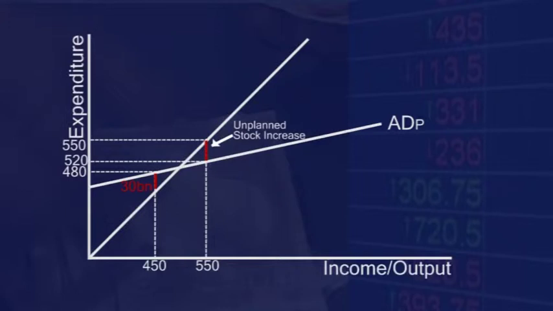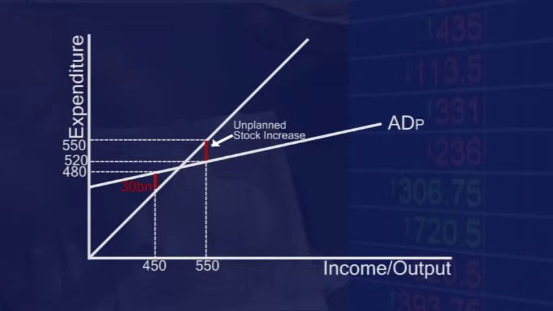They're watching themselves producing output that they can't sell, and their stocks are rising because they're producing more than people wish to buy. How are they going to behave if they're watching unplanned stock rises? They won't go on doing that forever. What they will do is cut down upon the amounts that they're producing. In other words, national product will fall.